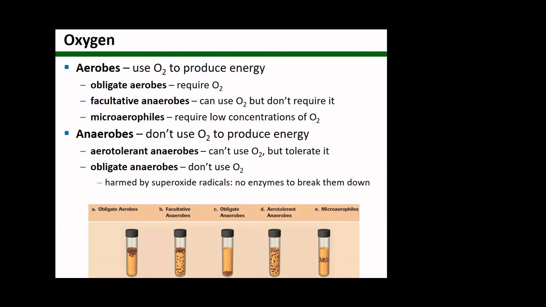Why? Because they're harmed by these things called superoxide radicals. Superoxide radicals are very dangerous forms of oxygen that can occur in cells when oxygen is being used for metabolism. It's kind of like a byproduct of metabolism, among other things. And it's very harmful to cells, and most cells will actually make enzymes that break down these superoxide radicals. Obligate anaerobes, however, don't make these enzymes. They can't break down those radicals, and so they can't live in the presence of oxygen at all.